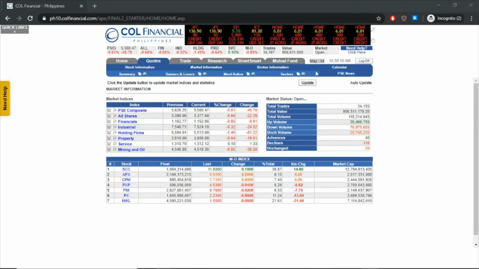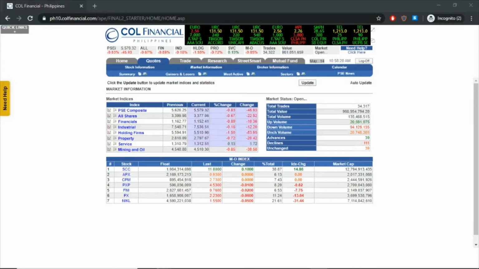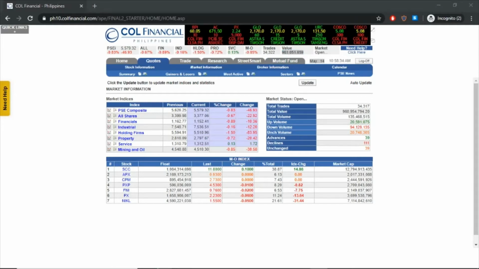So we can see that it's really, really low, guys, because the normal level of the value turnover should be at least 4 billion. Right now we only have 961 million so far. And this is a very low amount, guys. So this usually should be within 4 billion and up.